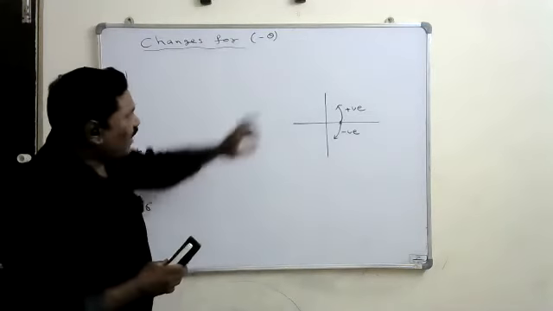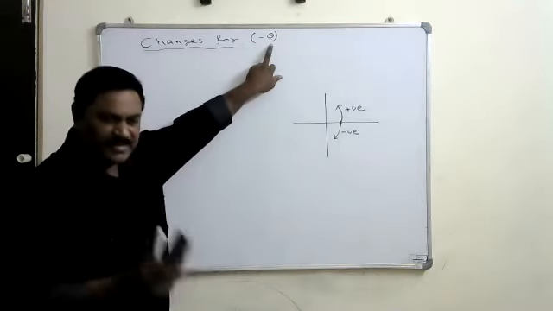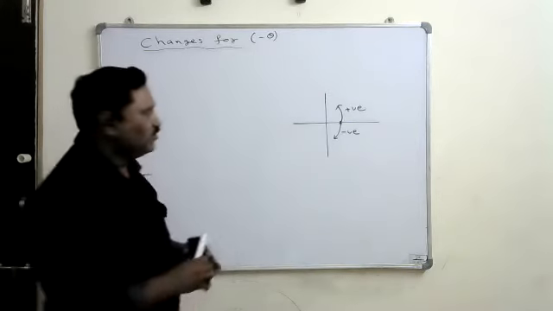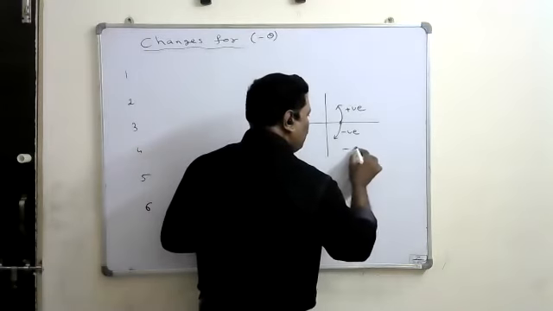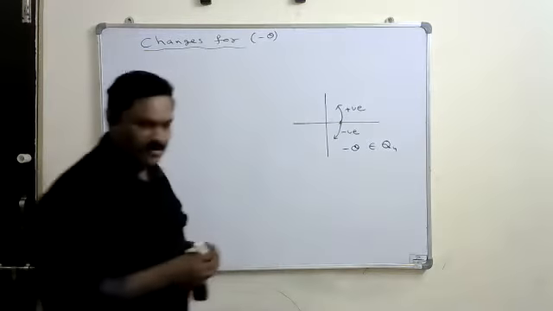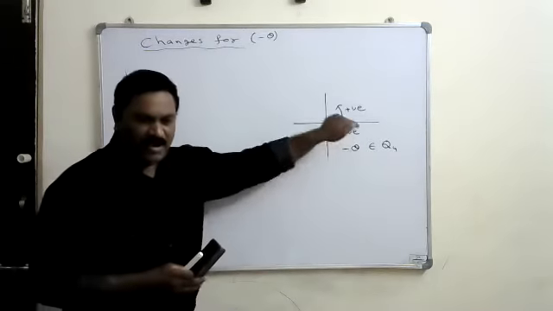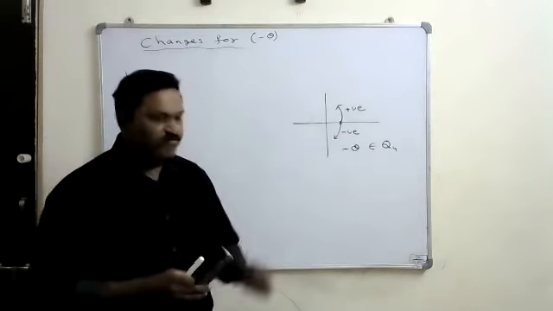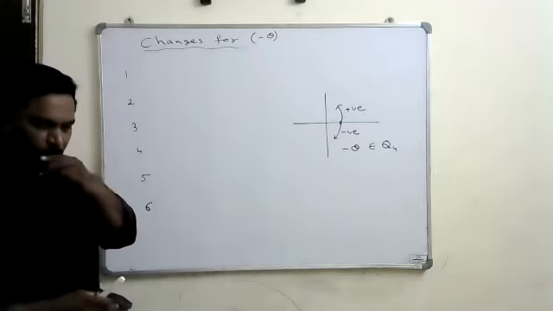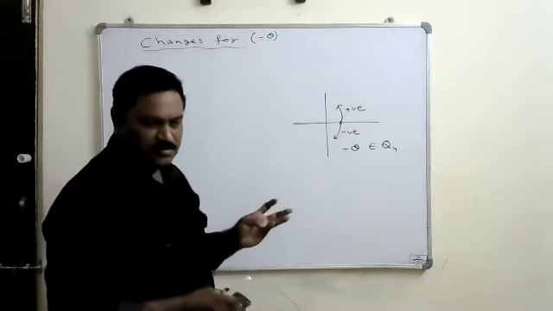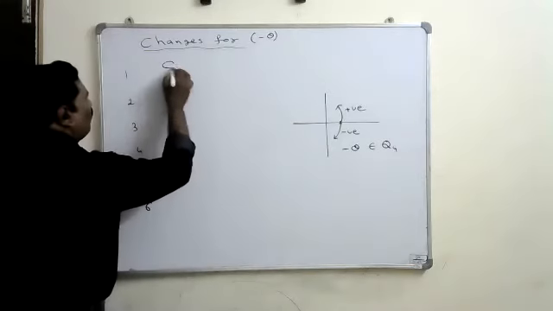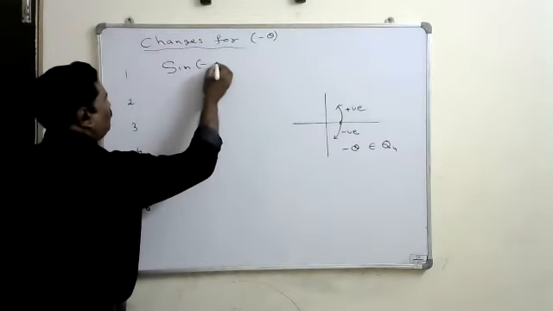If the angle is minus theta, where theta is an acute angle, minus acute angle means that is a negative angle. So negative angle means in which quadrant does that angle lie? Fourth quadrant. So the angle minus theta lies in the fourth quadrant. In the fourth quadrant, which are positive? Cos and secant.